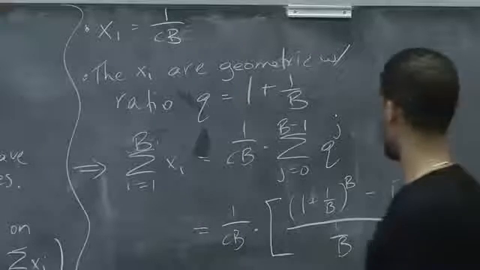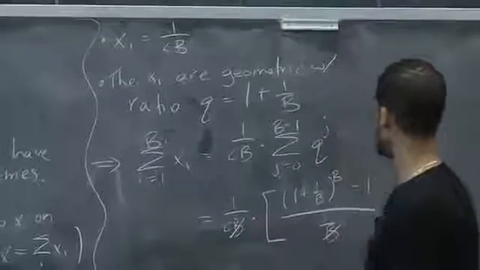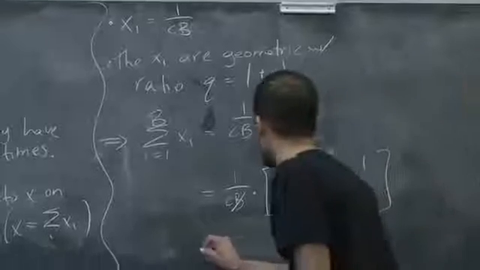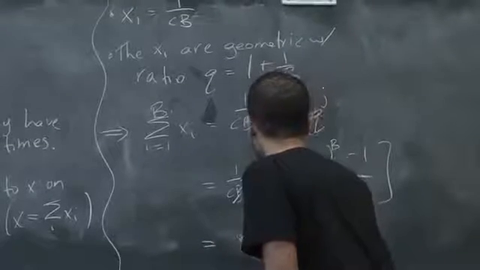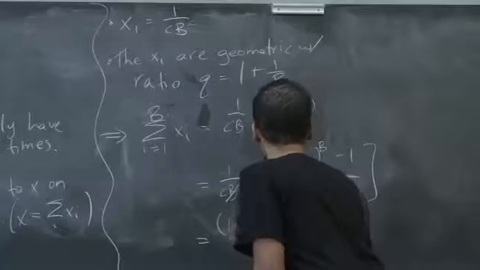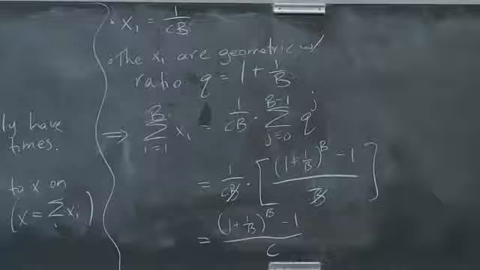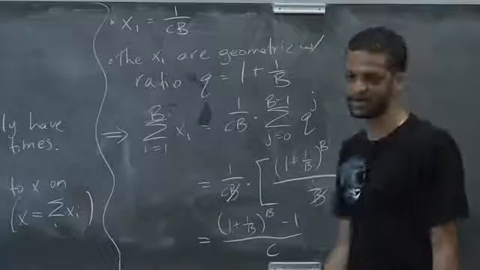The b's cancel. That b cancels that b. And this is equal to 1 plus 1 over b to the b minus 1 over c. Okay. And what did I want? I wanted that after b days, x is going to be 1.